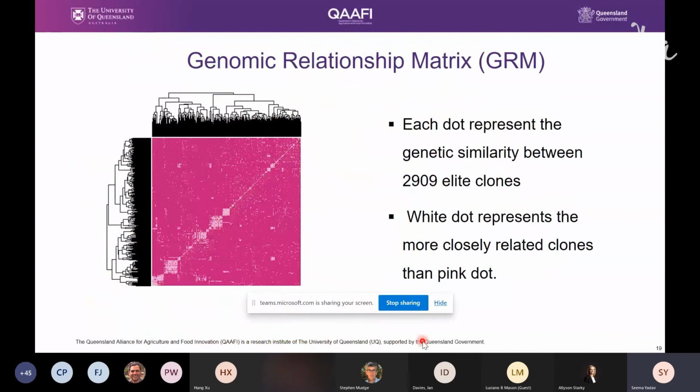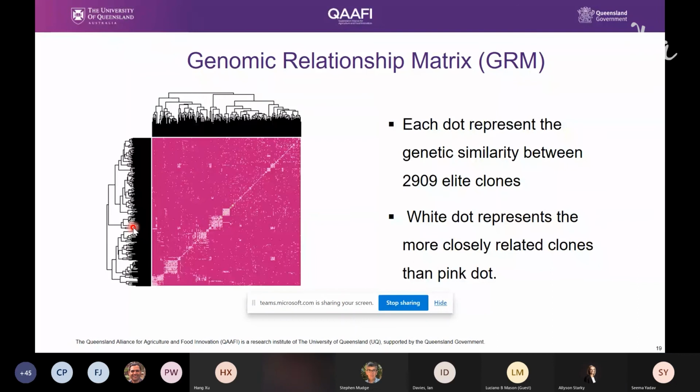So this is basically the core of the GBLUP model, where we use the genetic relationship between each clone. If you see here, this is a genetic relationship matrix of 2,909 elite clones. Here, each dot represents the genetic similarity between clones. If you see the white clones here, they represent more closely related clones than the pink clones.